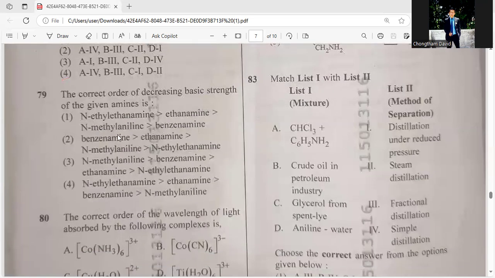Next, question number 79. The correct order of decreasing basic strength of the given amines. So the order of decreasing basic strength of amines goes from N-ethyl ethanamine, ethanamine, benzenamine, and methyl aniline. Basic strength depends on electron donating ability and solvation. So 4 will be the answer.